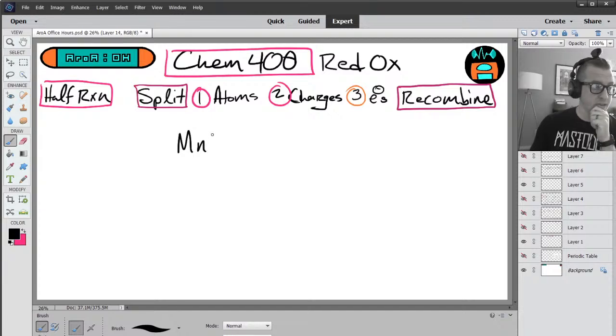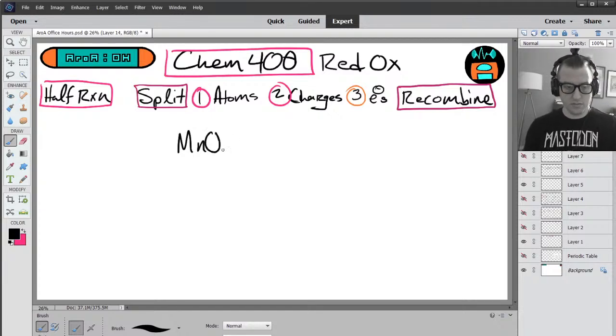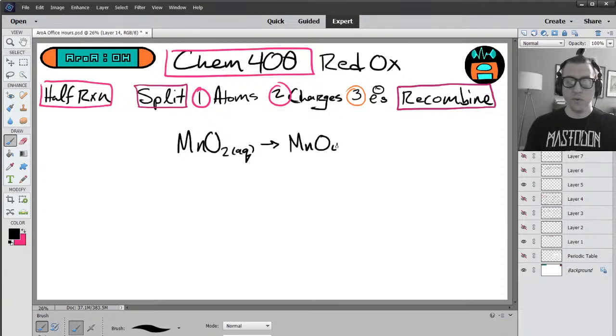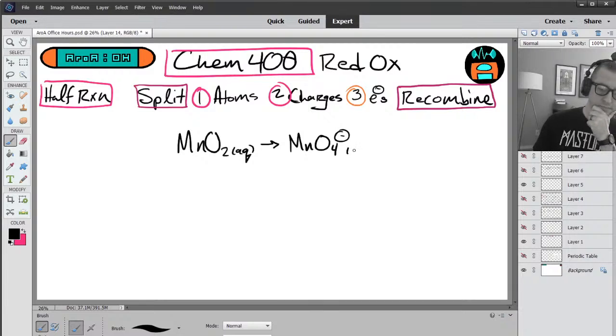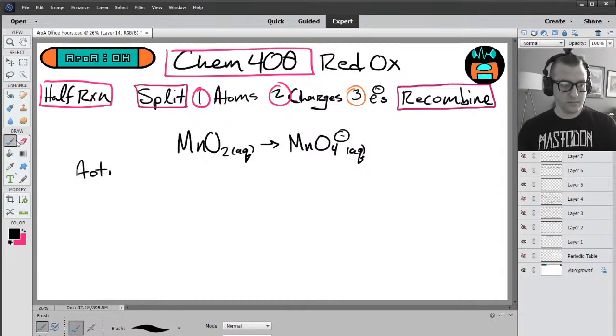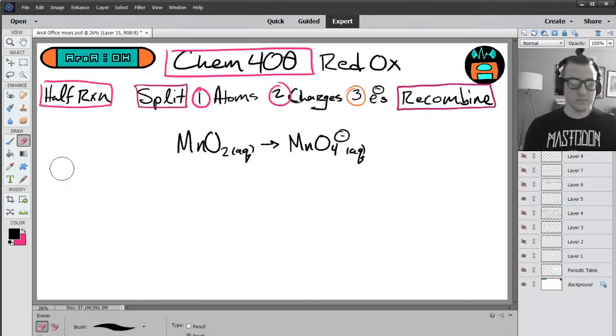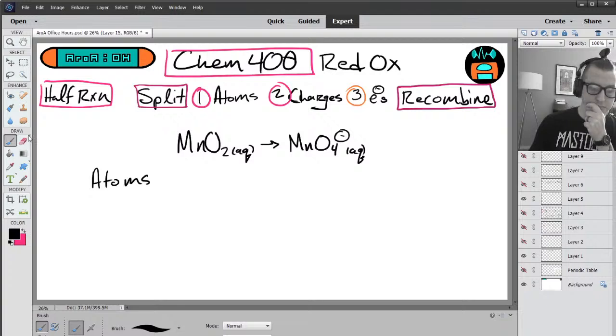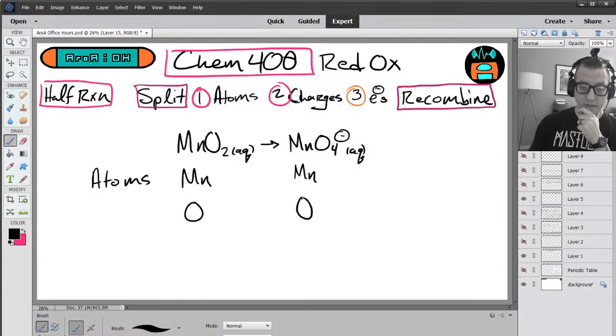So we'll do MnO2, which is aqueous, going to MnO4. All right, now first step, we got to balance our atoms. So we have manganese and oxygen on both sides of this reaction. We have 1 manganese and 2 oxygen on the reactant side, 1 manganese and 4 oxygen on the product side.